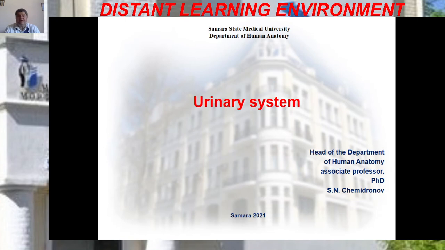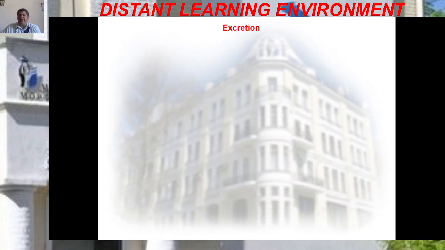Today we will talk about the urinary system. You know that this is a part of the urogenital apparatus. First I want to tell you about excretion, the function of excretion. Four systems take part in this process. The main system is the urinary system, and today we talk about this system in detail.